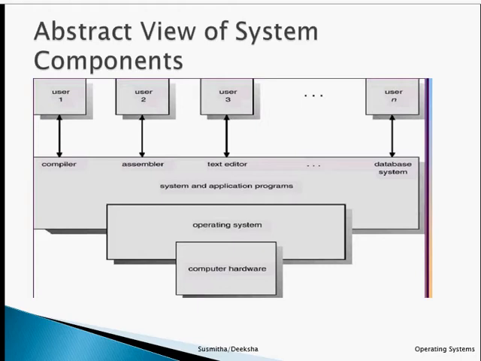Let's see what the computer hardware is. The computer hardware is what provides the basic computing resources, that is the CPU (central processing unit), memory, and input and output devices.